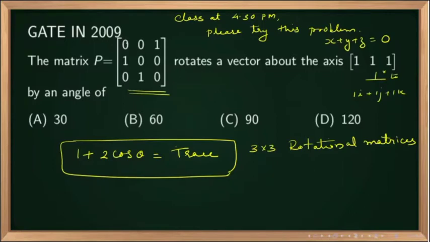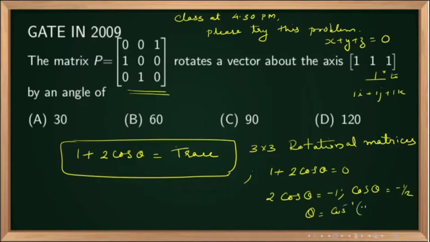So here the trace of the matrix is 0 plus 0 plus 0. So I have simply 1 plus 2 cos theta equal to 0, which means 2 cos theta equal to minus 1 and cos theta equal to minus 1 by 2. So theta equal to cos inverse of minus 1 by 2, which will be equal to 120 degrees. So this is the easiest way of solving this particular problem. I would prefer you to learn this particular formula because the other procedure is a bit lengthy.